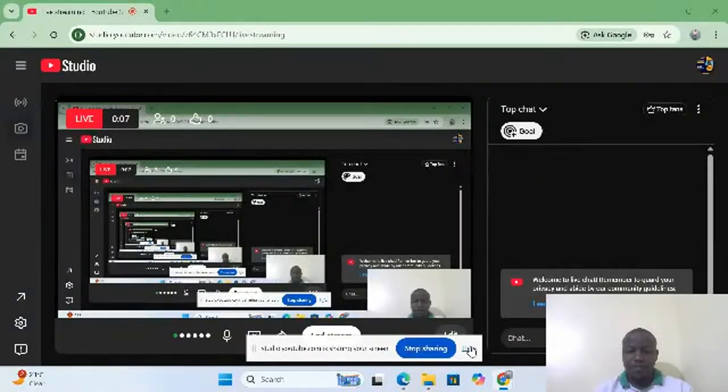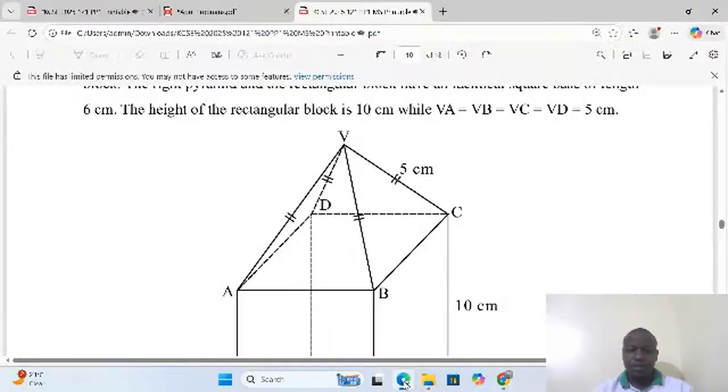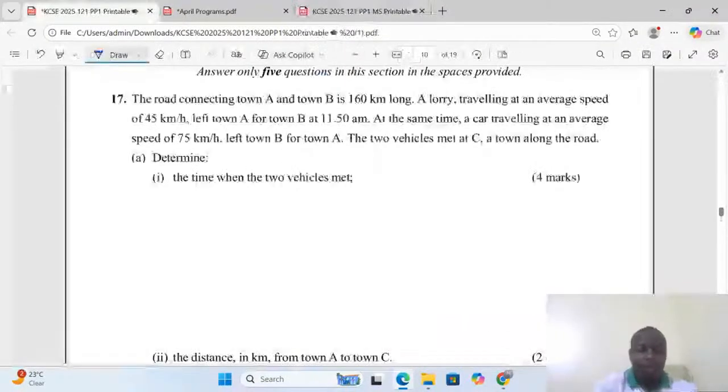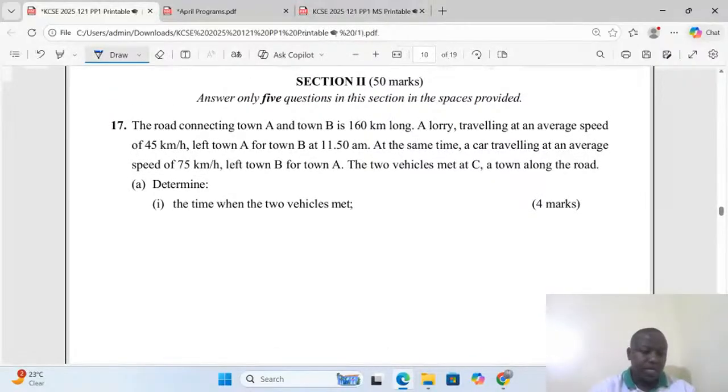Thank you for joining this lesson. We shall be looking at mathematics, paper 1, section 2, the KCSE 2025 examination in preparation for 2026.